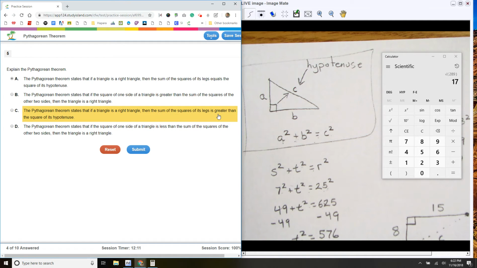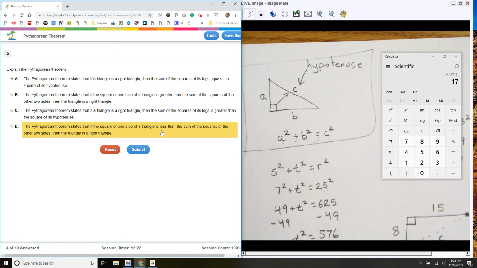This one says the Pythagorean theorem states that if a triangle is a right triangle, the sum of the squares of its legs is greater than the square of the other side. So again, we don't want the sum of the squares of the legs to be greater than the square of the other side. We want the sum of the squares of the legs to be equal to the square of the other side.